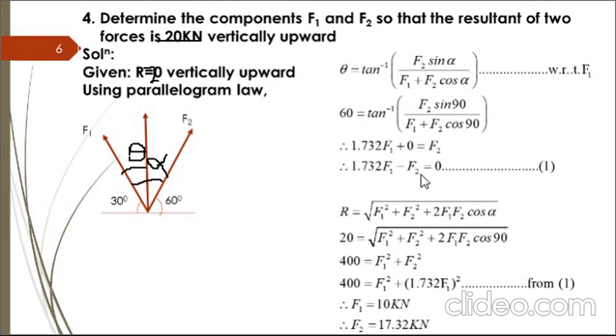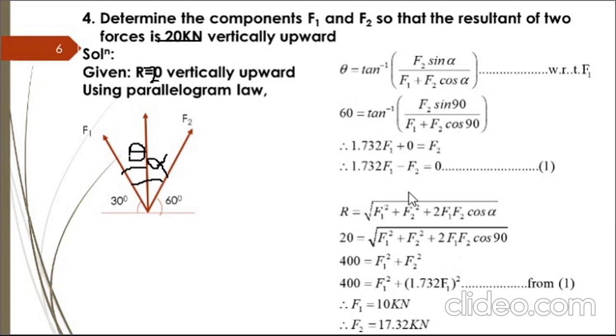Now the second equation, R is equal to square root of F1 square plus F2 square plus twice F1 F2 cos alpha. Substituting the value of R given, 20 equals square root of F1 square plus F2 square plus twice F1 F2 with alpha as 90 degree. Squaring both the sides, so 400 is equal to F1 square plus F2 square, cos 90 is 0, so this term will get 0.